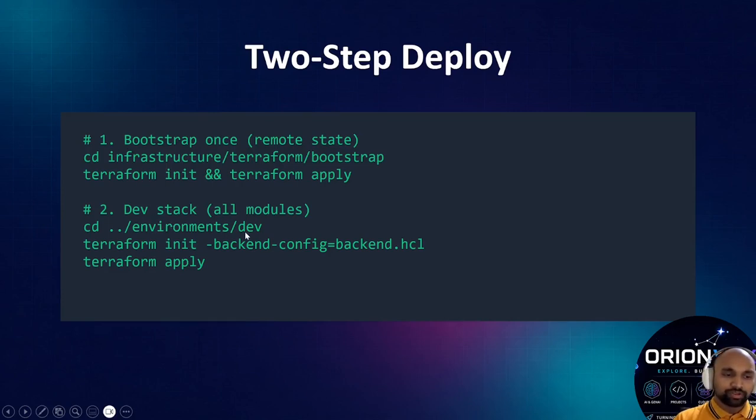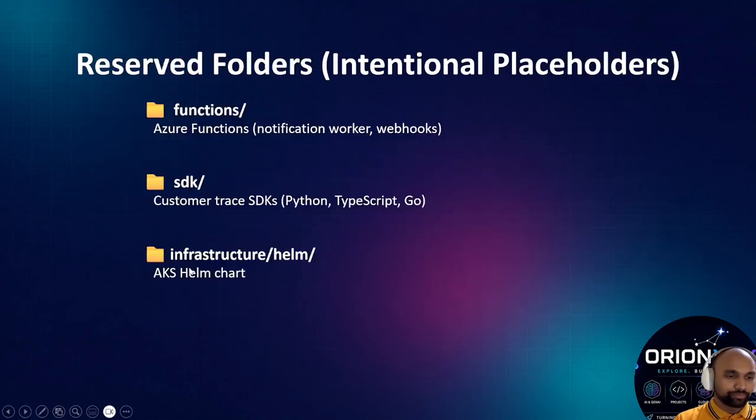For this dev step, we can go to the environment and dev, then do the terraform init with backend configuration, backend.hcl. HCL is the HashiCorp configuration language, and then terraform apply, it will deploy the application locally. Services folders, that is for the actual functions. SDK for software development kit, that is Python, TypeScript and Go. Then infrastructure Helm, that's the Helm chart.